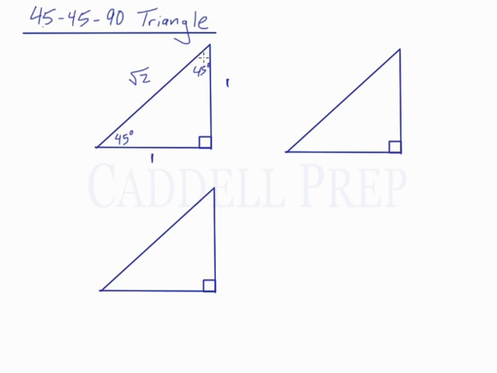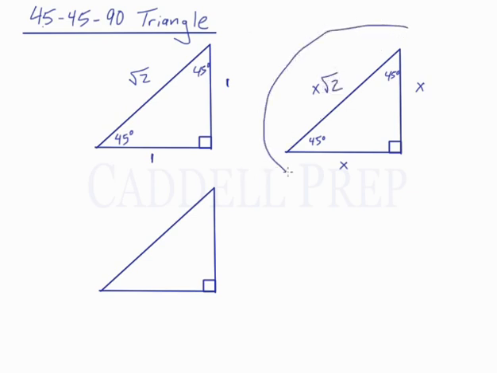So given this triangle, we can make a similar triangle by multiplying any number to these sides. So we can multiply it by 2, so we'll get 2, 2, and 2 radical 2. Multiply it by 3, we get 3, 3, and 3 radical 2. Or simply for any proportion, just multiply it by x. So we get x, x, and x radical 2.